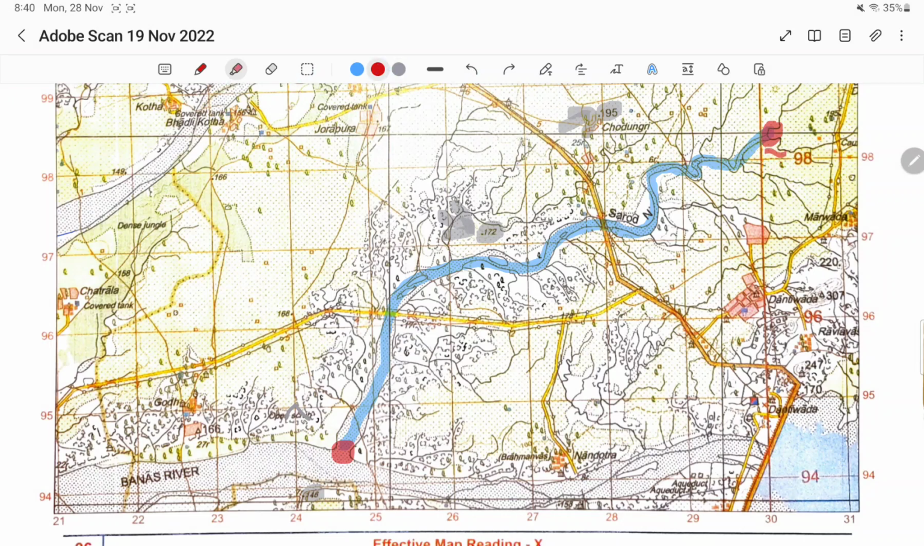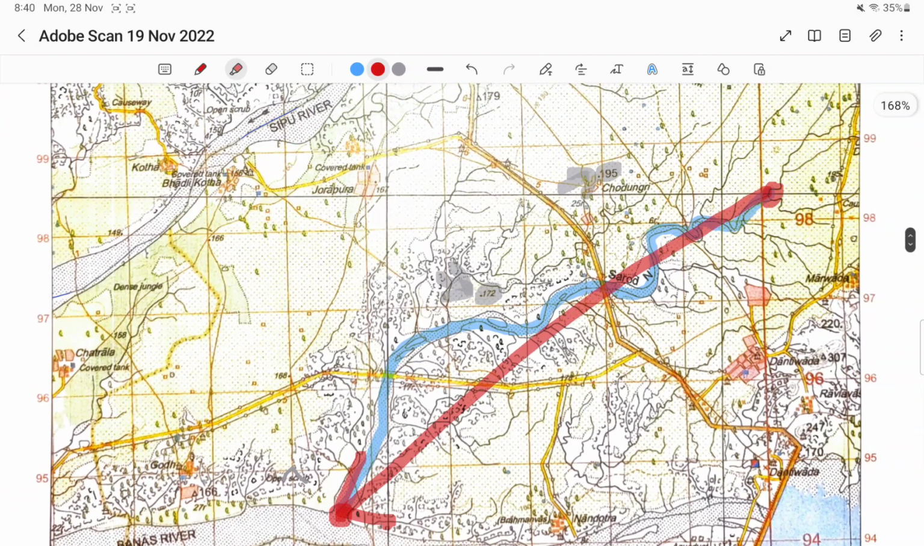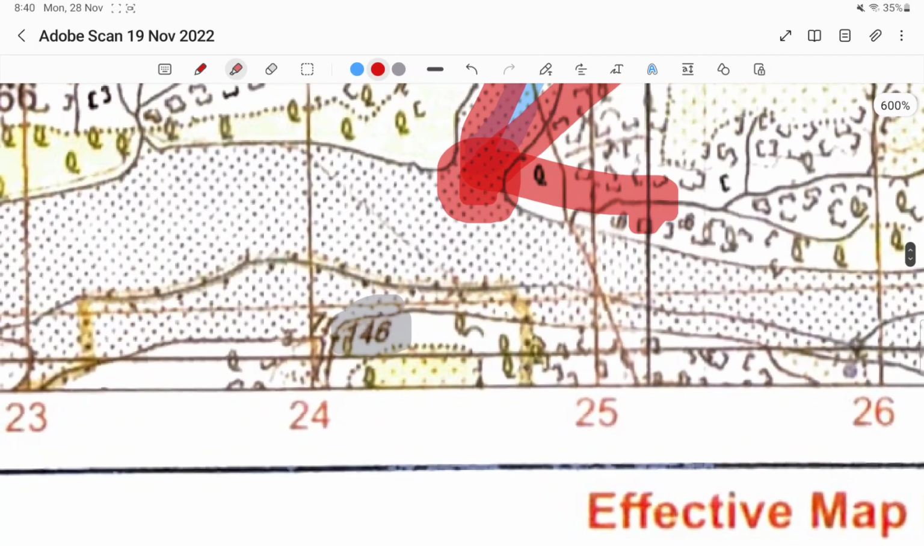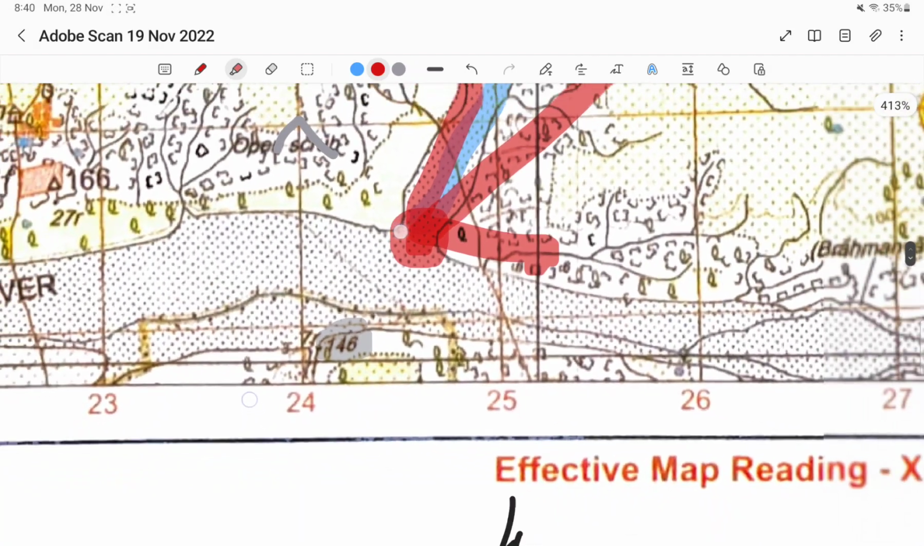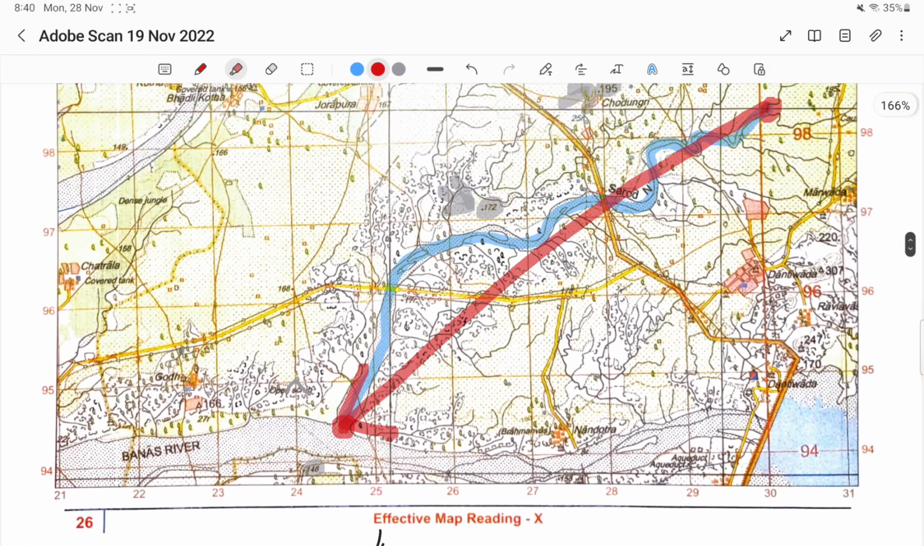So the direction from here to here, let's just find out this direction then. So as you can see, these three spots, these three heights, that is 195, 172 and this last one, 146, which I have marked in gray color, can easily reflect the direction of this particular Sarod Nala. Now let's just note the direction.